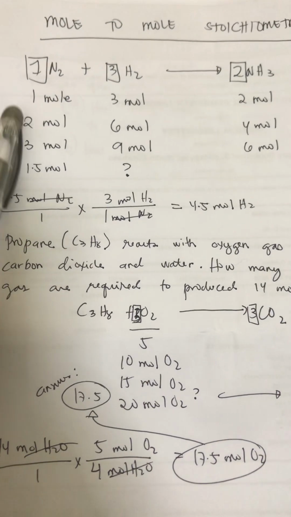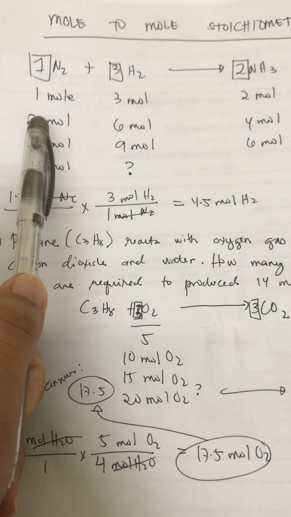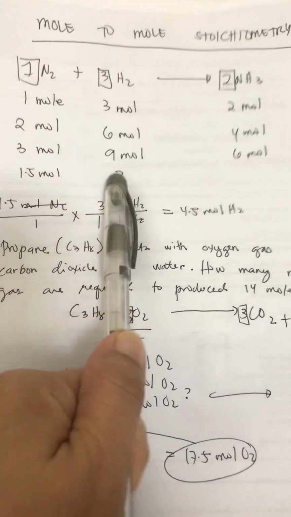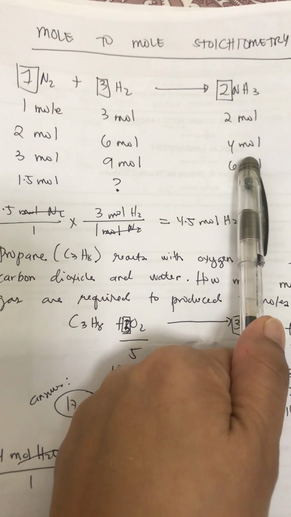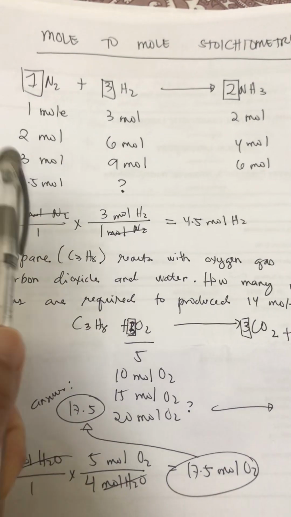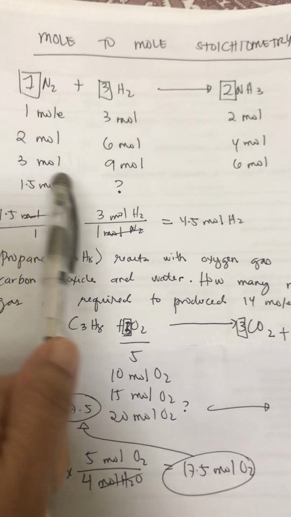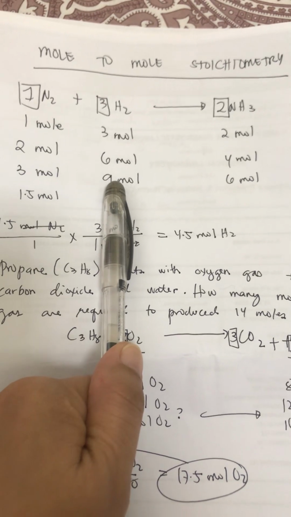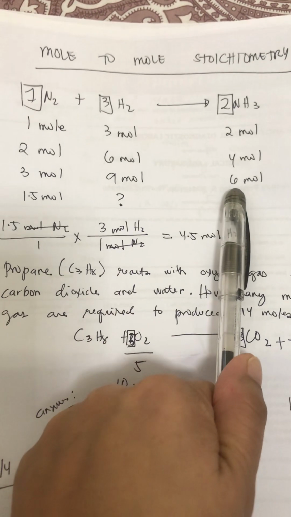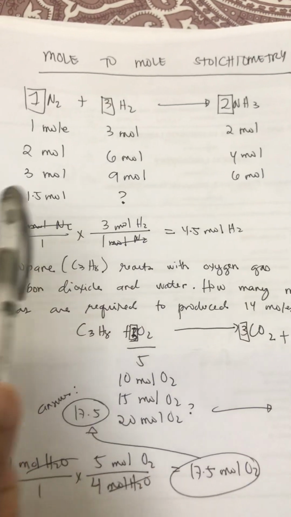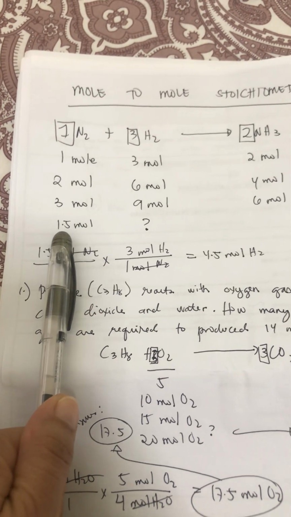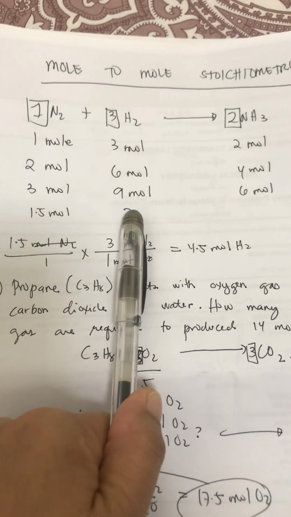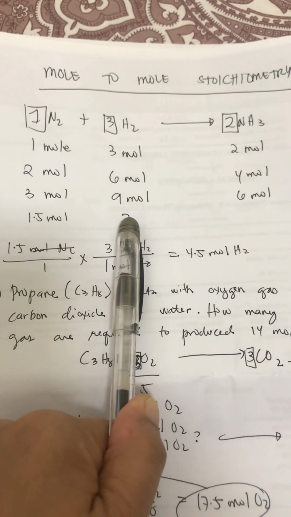If you multiply it by 2, the 2 moles of nitrogen need 6 moles of hydrogen to produce 4 moles of ammonia. If you use 3 moles of nitrogen, you will need 9 moles of hydrogen to produce 6 moles of ammonia. So what if you use 1.5 moles of nitrogen? How many moles of hydrogen are needed?